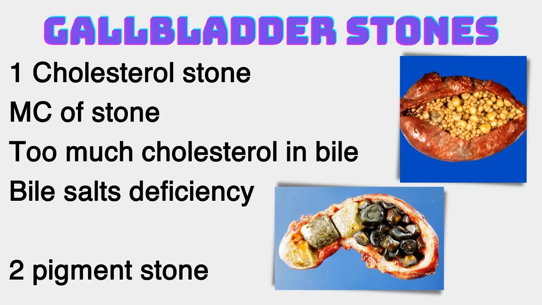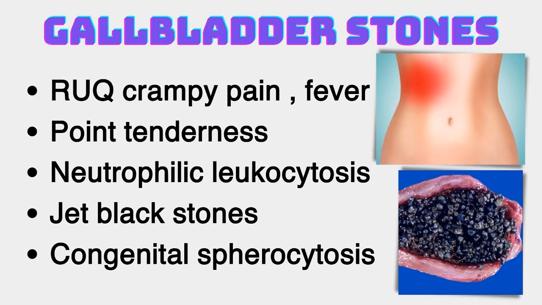So I'll say this is a 25-year-old female that had right upper quadrant, crampy pain, fever, neutrophilic leukocytosis, and point tenderness on examination of the right upper quadrant. Ultrasound revealed stones. Okay, they were removed. Here they are. A CBC shows a mild normocytic anemia and a corrected reticulocyte count of 8%. Splenomegaly was also present on exam, and there's a family history of splenectomy. What's your diagnosis?